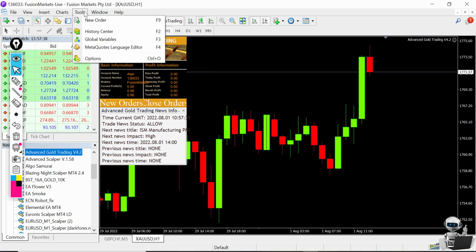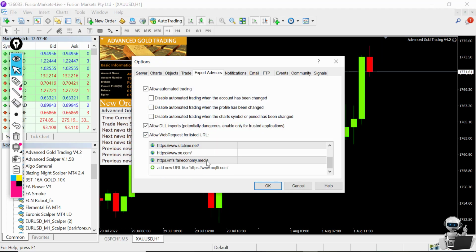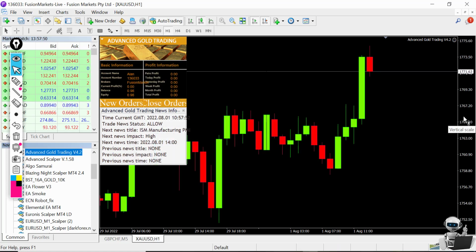And one important thing for this EA, we have to enter this URL so it gathers data and information from this source for news, of course. And basically that's the EA.